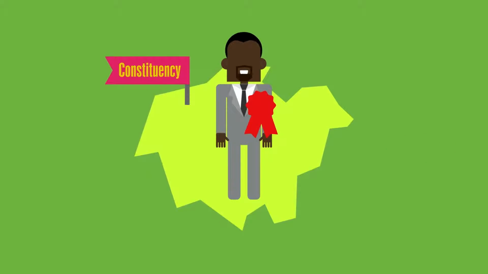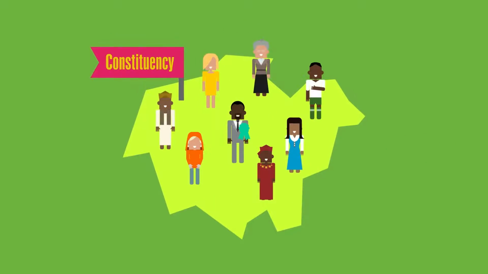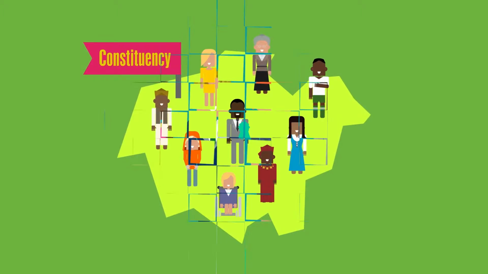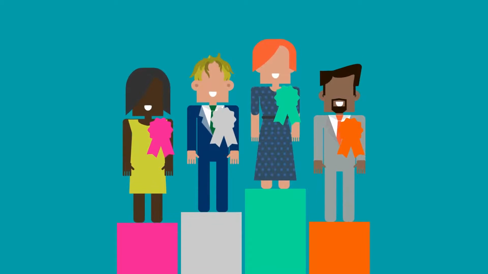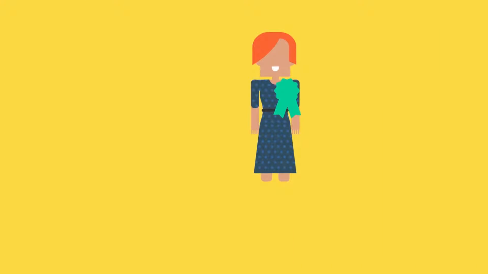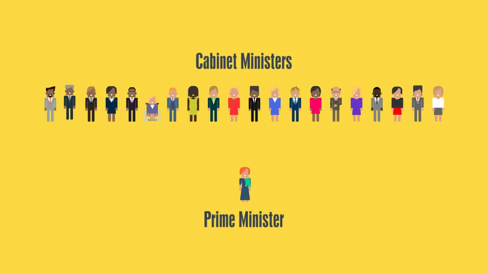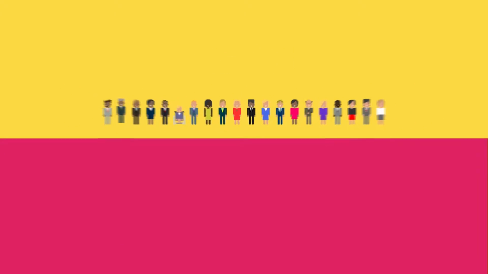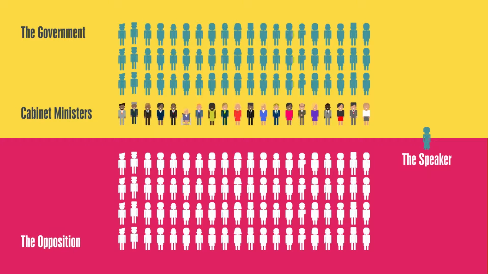They belong to either a political party or are independent, and are elected by constituents of the area they want to represent. The leader of the party that has the most MPs elected after a general election becomes the Prime Minister and heads up the government. They choose a cabinet made up of 20 senior ministers, who coordinate each government department's work. Parties not in power are called the opposition.